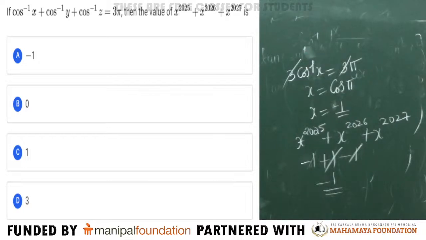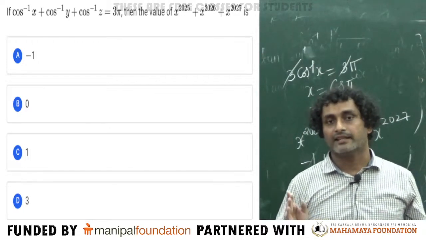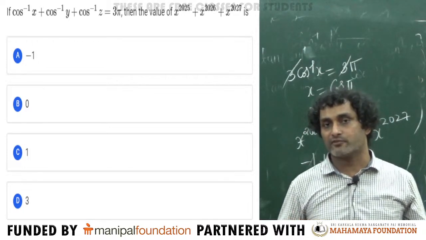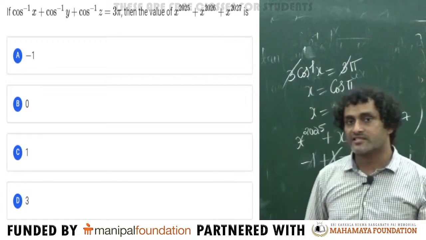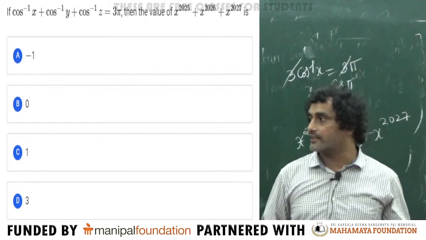Please quickly copy. Put it like this, okay. Let cos inverse x equal to cos inverse y equal to cos inverse z. So whenever you get things like this, you understood what can be done, correct?